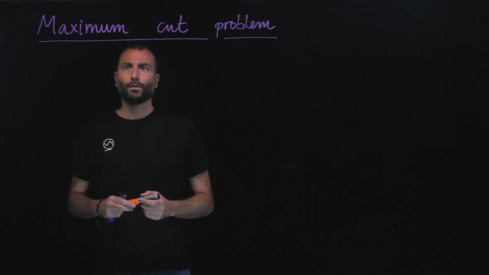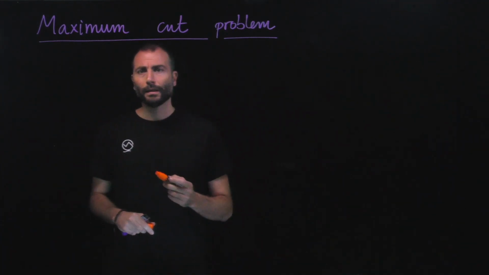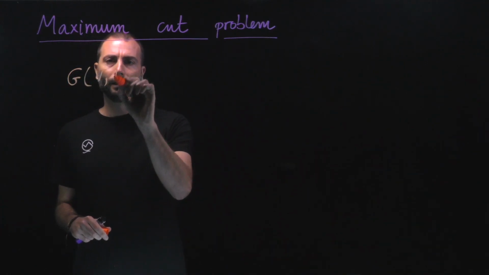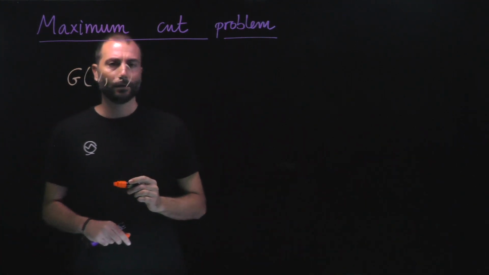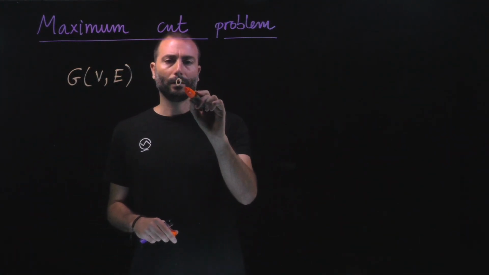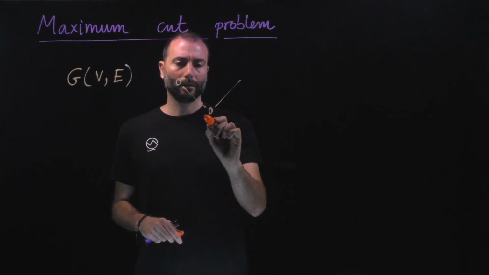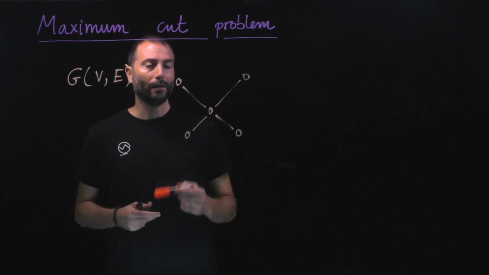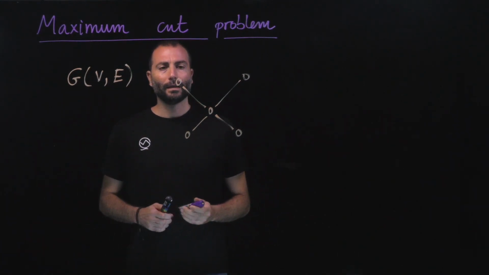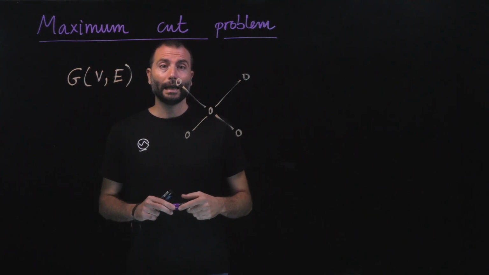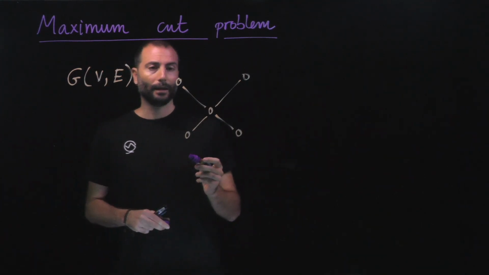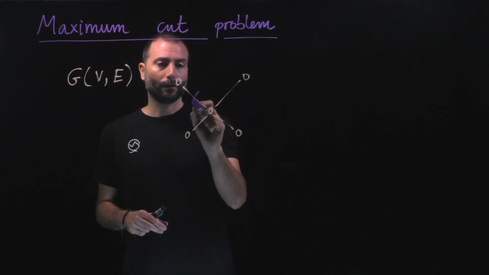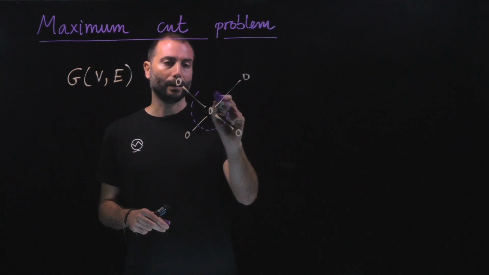So what's the problem of max cut? The idea is that we have a graph defined by a set of vertices and edges that connect these vertices. For instance, I draw a graph here. Okay, here's an example of a graph. So the problem is that we want to find a cut that cuts the maximum number of edges of this graph. In this case, it would be this one.